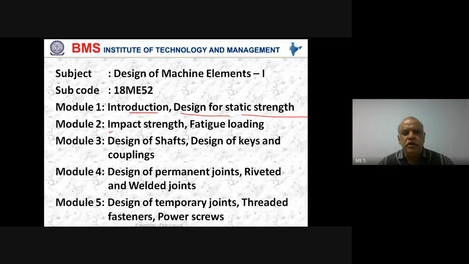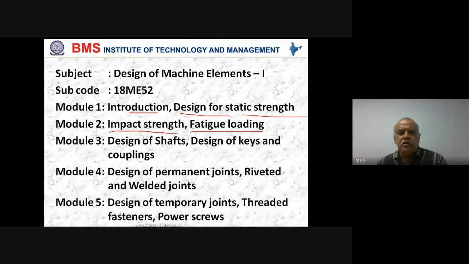Next, in module 2, we learnt about impact strength and derived the expression for impact strength given by sigma I is equal to sigma of 1 plus root of 1 plus 2h by delta, where delta was static deflection, sigma was the static stress, and sigma I is impact stress, right? And we solved a few problems based on that.